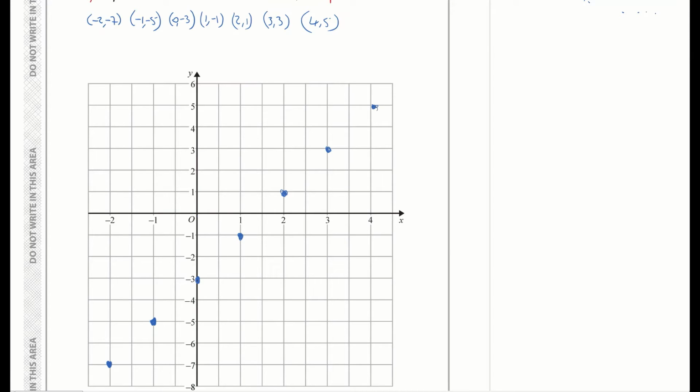So there are my points plotted. Now I just need to connect them with my ruler now. And that's it. So that is question 2. Scrolling down now to question 3.